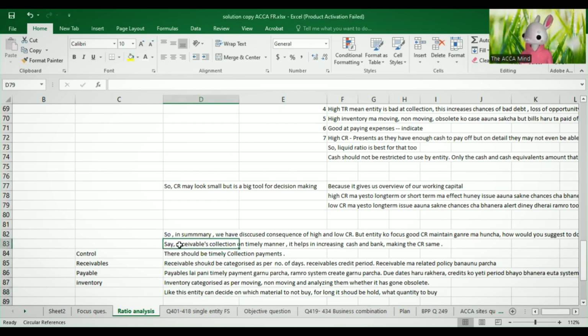And there should be a system of proper collection. The receivables should be collected in a timely manner. It helps in increasing cash and bank balance, but it keeps the current ratio the same as before. In the case of receivables, aging reports should also be made regularly. It helps in identifying the chances of bad debts and the risks associated with them. There should be timely collection of payments, and an aging report should be made for the same too.